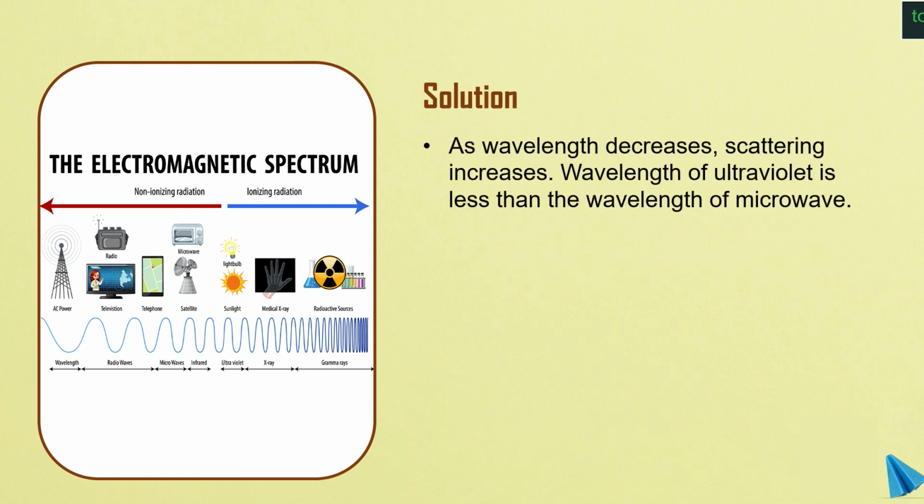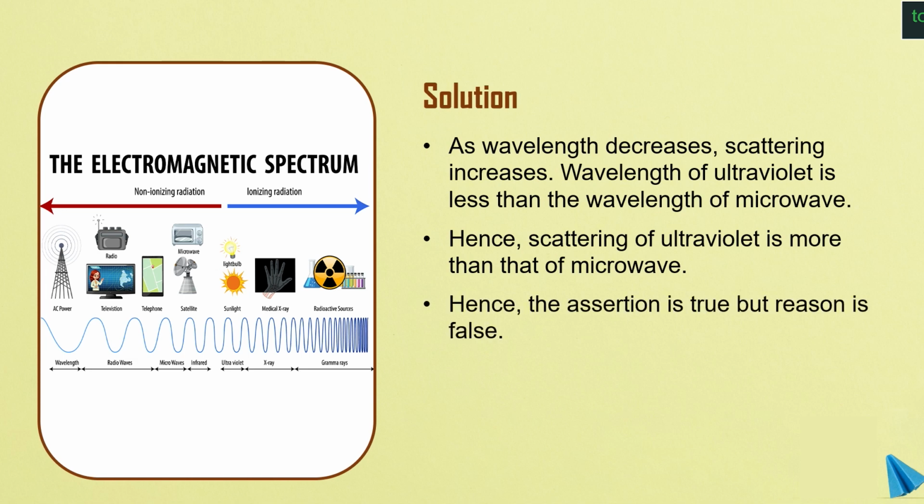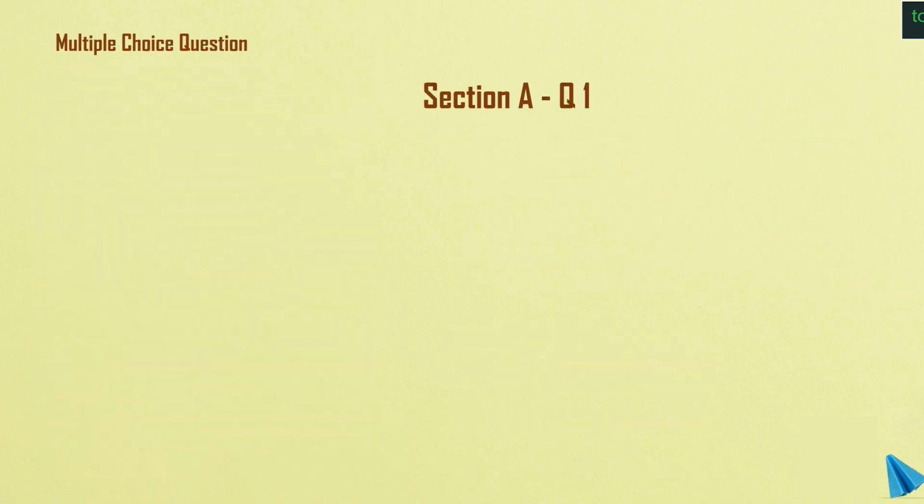So here is the solution. As wavelength decreases, scattering increases. Wavelength of ultraviolet is less than the wavelength of microwave. Hence, scattering of ultraviolet is more than that of microwave. Hence, we can say that the assertion is true, but reason is false. So, assertion is true and R is false. Let's pick up a new question.